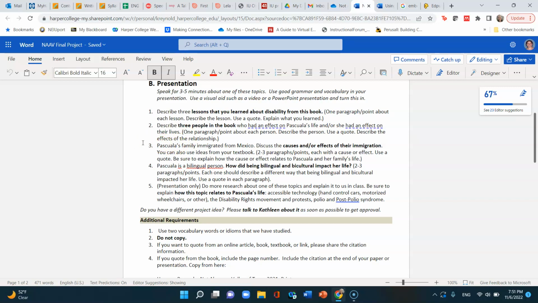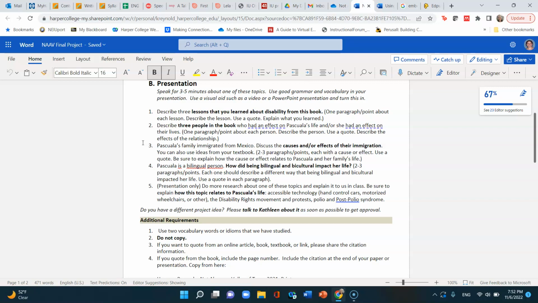Number 3, Pasquale's family immigrated from Mexico. Discuss the causes or effects of their immigration. You can also use ideas from Chapter 2 of your textbook when we studied immigration. Number 4, Pasquale is a bilingual person. How did being bilingual and bicultural impact her life? So you will write 2 or 3 paragraphs. Each one should describe a different way that being bilingual or bicultural impacted her life.